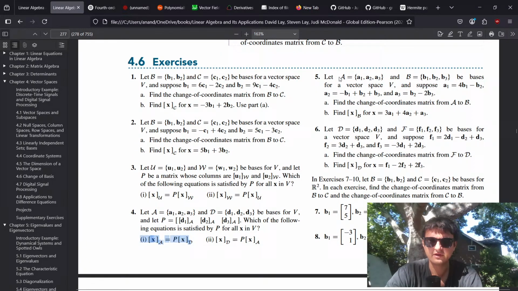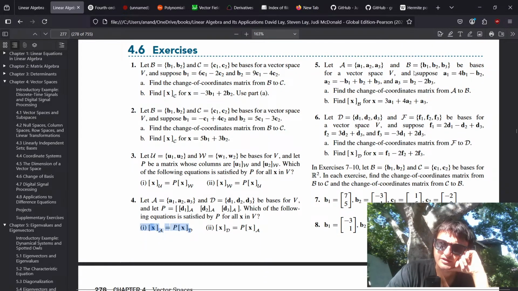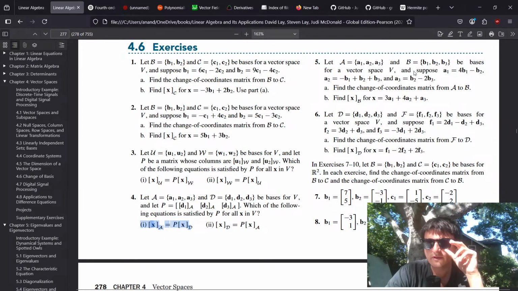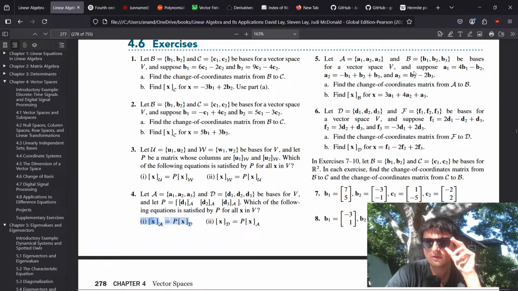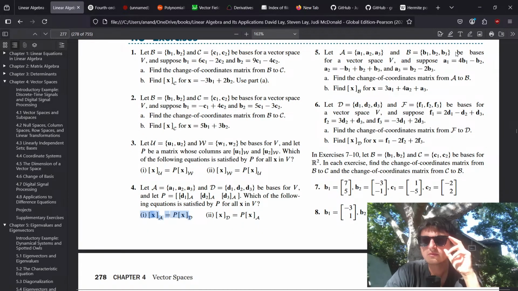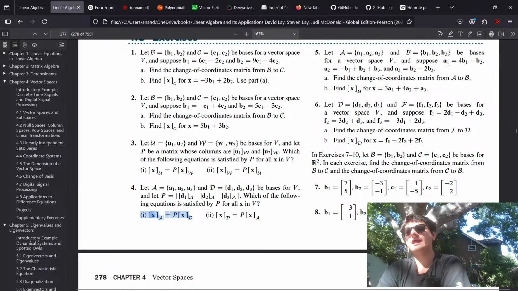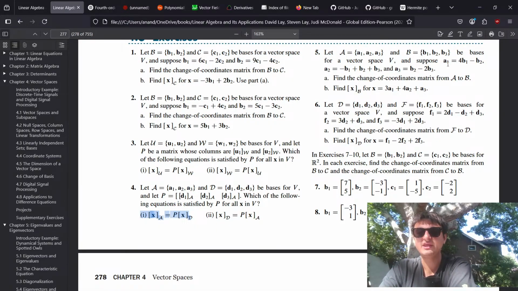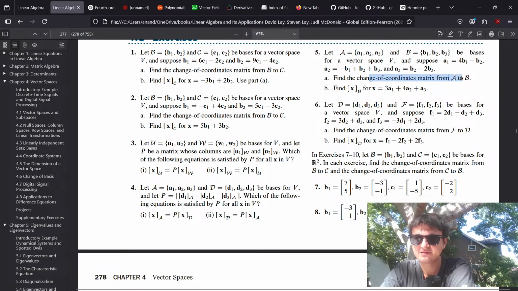All right, number 5: let A and B be bases of a vector space V, and suppose that A1 equals 4B1 minus B2, and so on. Okay, so if you take these coefficients again, you're going to get the B coordinate vector of A. So find the change of coordinates matrix from A to B.